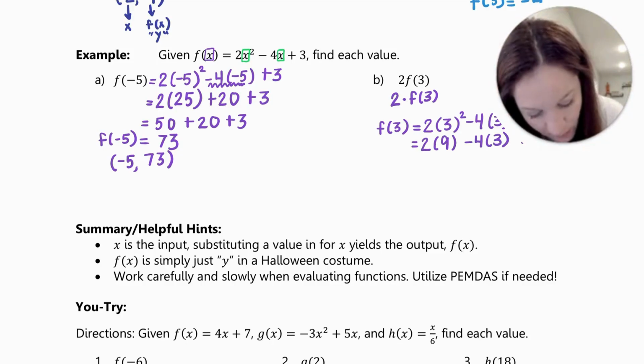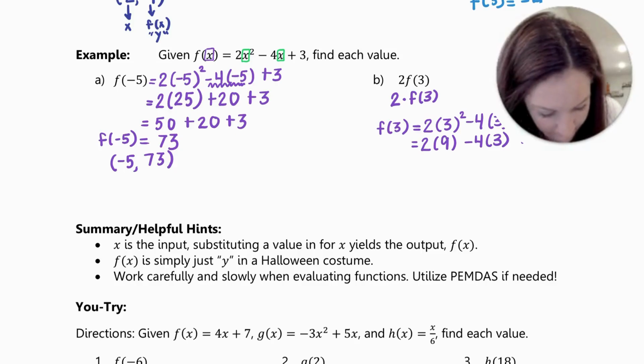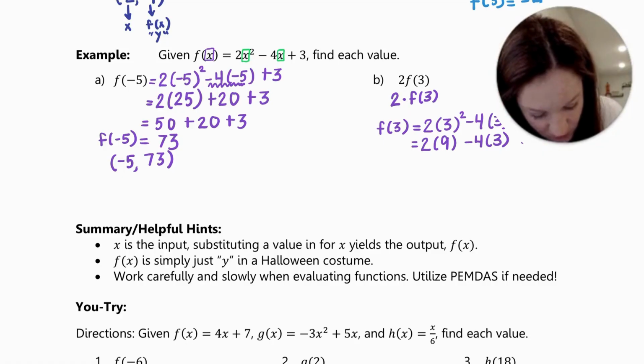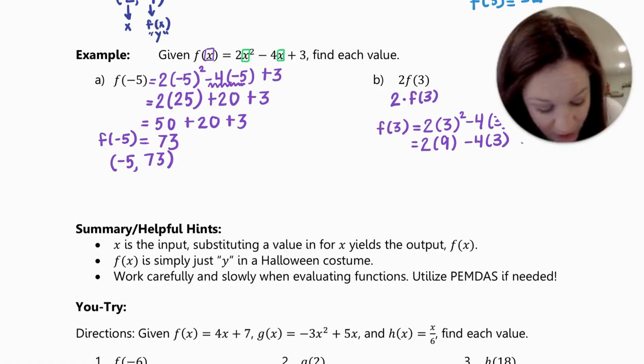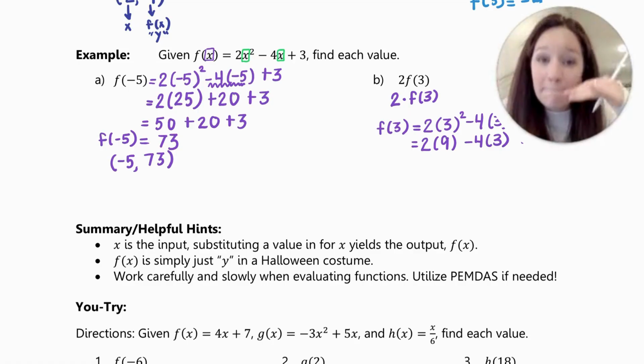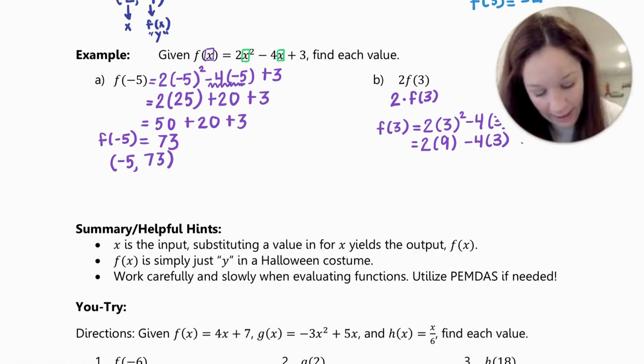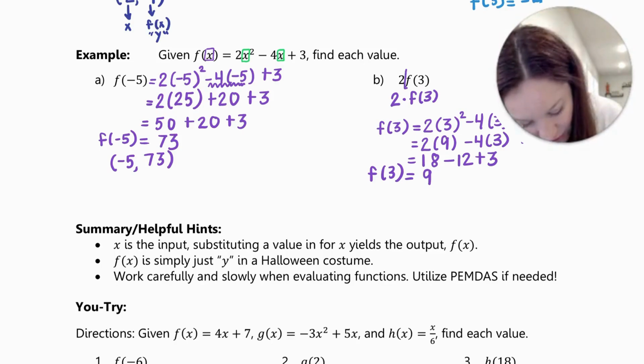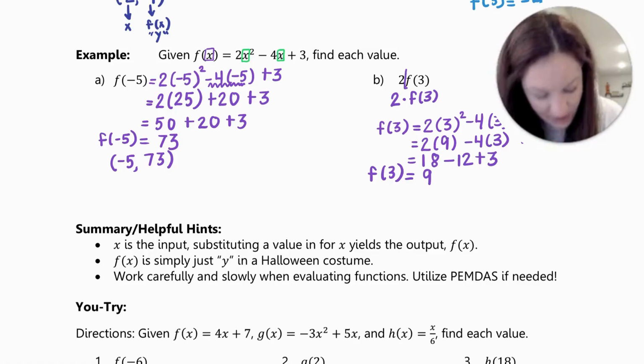So remember, we're doing 3 squared first. That will give us 9. 2 times 9 will give us 18. I'm going to do the -4 times 3 will give us -12. So I don't put double negative. I'm just putting -12, okay? 18 minus 12 is 6, and 6 plus 3 is 9. So f of 3 is equal to 9.